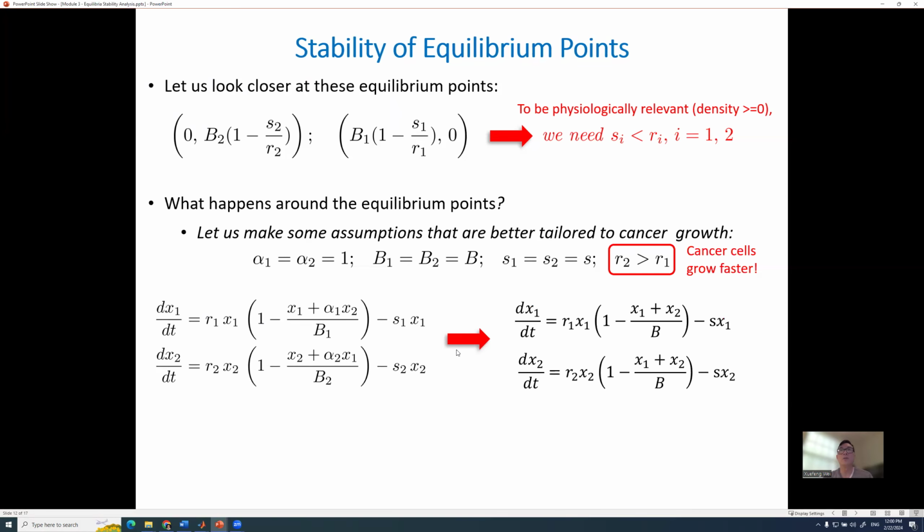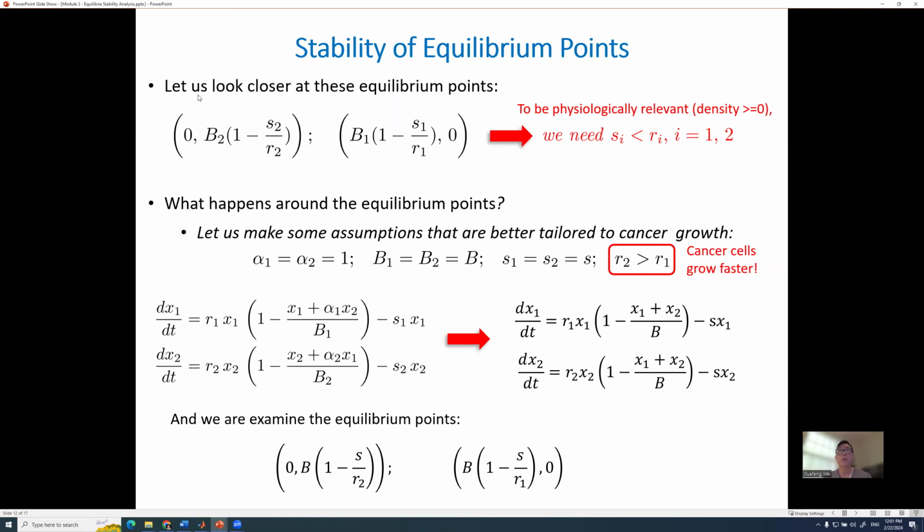So now there are two equations. After we apply these assumptions, we can simplify them as a set of two differential equations, with the two equilibrium points simplified as well.